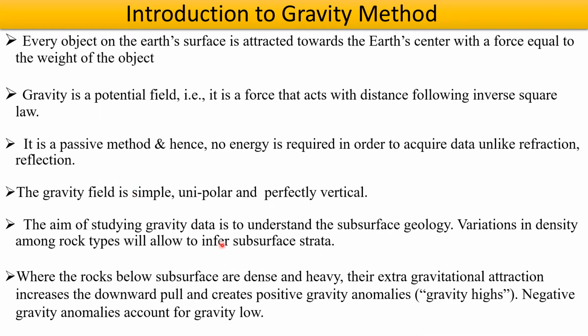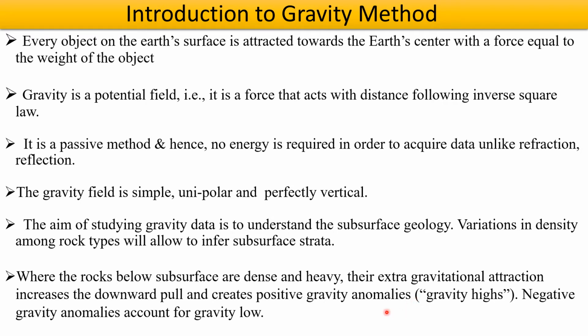The main thing is that, unlike the magnetic field, which is a very complicated field, the gravity field is a simple field, unipolar, so at a point there will be a single positive or negative value of the gravity anomaly. It's completely vertical. It acts on the surface completely normal to the surface. We study gravity data to learn about the subsurface geology. A higher density of rocks increases the gravitational attraction, which creates a positive gravity anomaly, a high gravity anomaly.